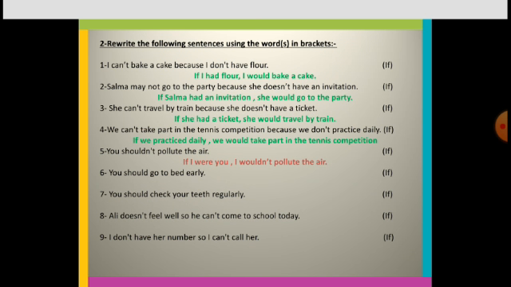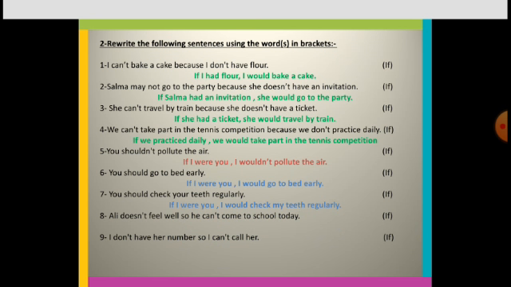Number 6. You should go to bed early. If I were you, I would go to bed early. Number 7. You should check your teeth regularly. Use if. If I were you, I would check my teeth regularly.